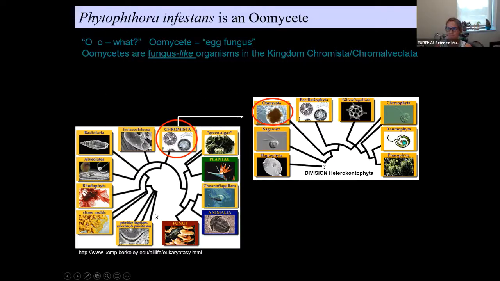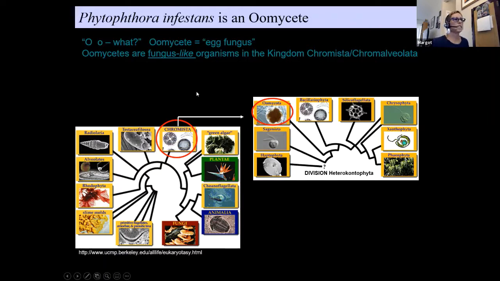So fungi are down here, and they're close to animals, and way up here is the Chromista kingdom, and in that Chromista kingdom is where the oomycetes live. In this structure, you can see this round structure, and then inside of that, you see these little round brown balls. Those are oospores. That's where the term egg fungus comes from, because it looks like they make little eggs.